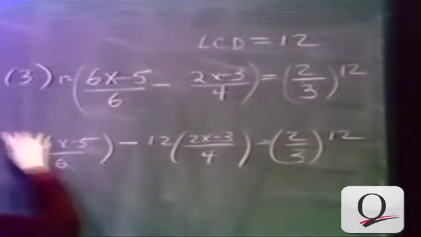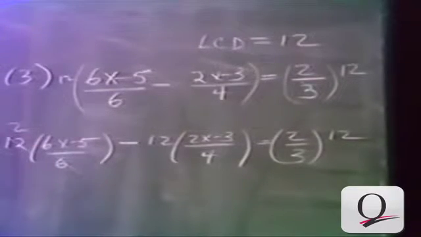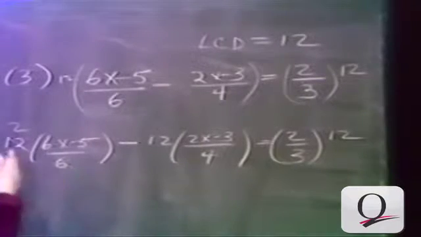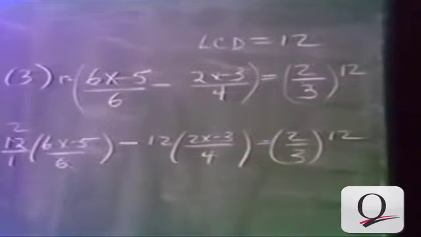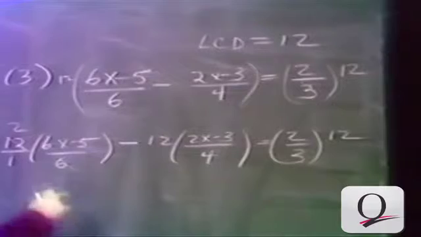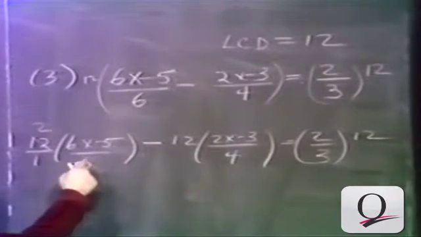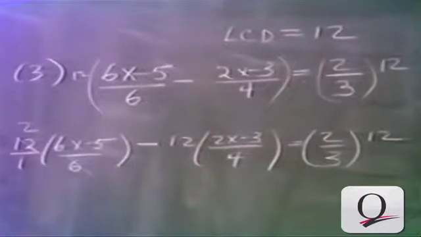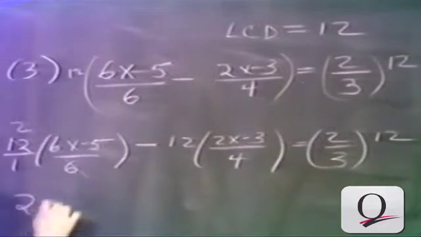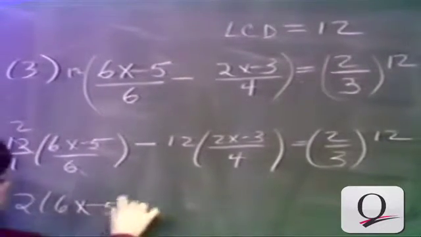Okay, here 6 goes into 12 twice. You can think of this as 12 over 1 if that helps you. So how many 6's in 12 is dividing numerator and denominator by 6. 6 divided by 6 is 1. 12 divided by 6 gives us 2. So we wind up with 2 times 6x minus 5 here.